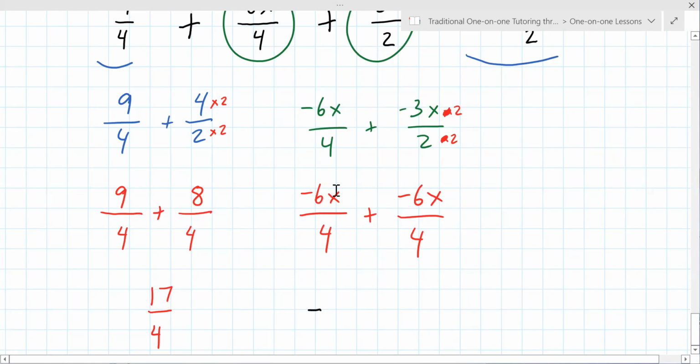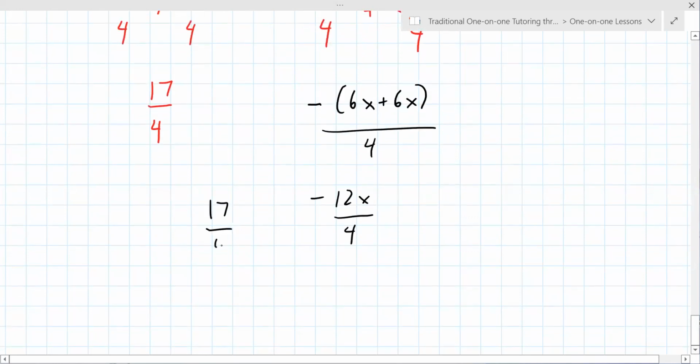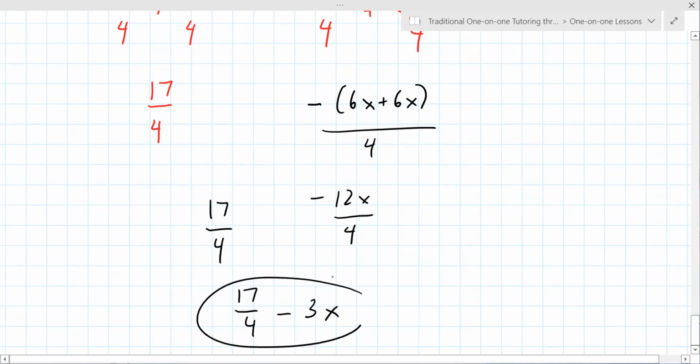So then you add the two top numbers together, 6x plus 6x. So it becomes negative 12x over 4. And you might think you're done, but you can actually take 12 and divide it by 4. 12 divided by 4 is 3, so -3x. And now you are officially done with this one.